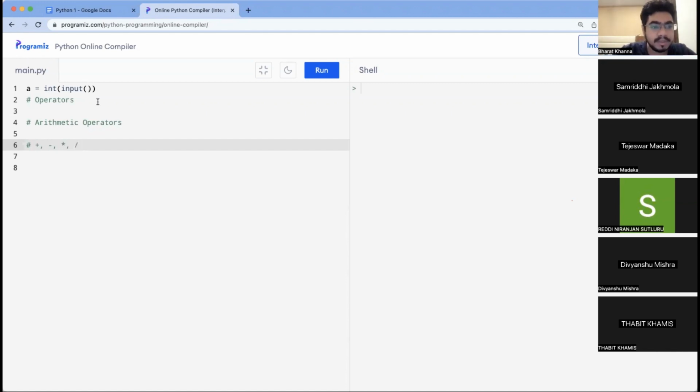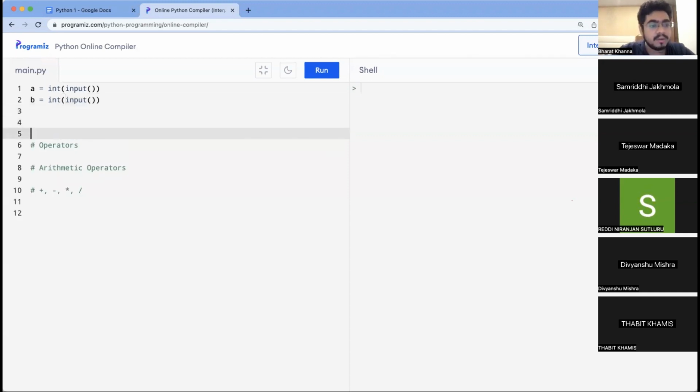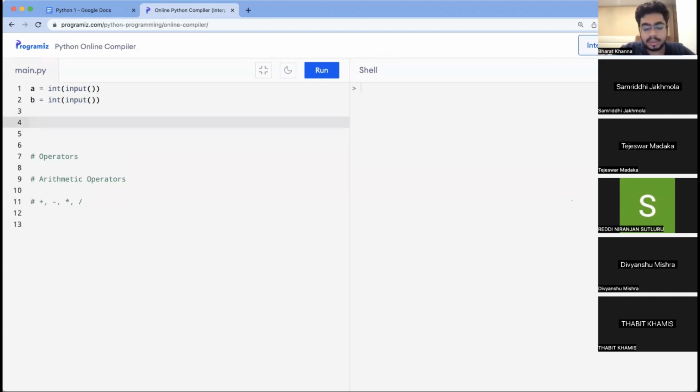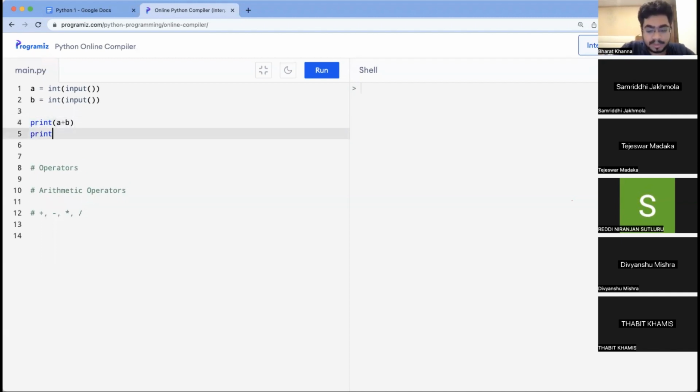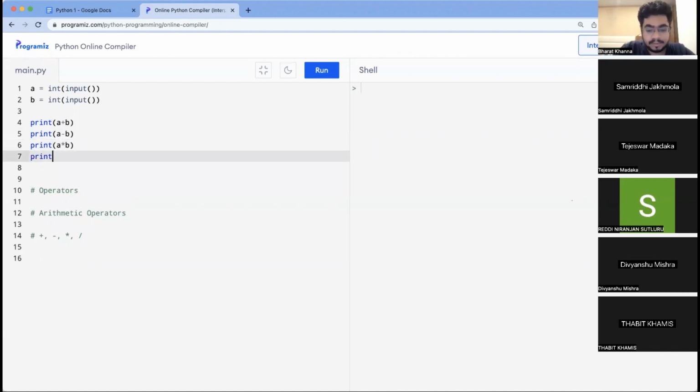So let's take two numbers and try to do all these operations one by one. I'll take the first number in A. I took the second number in B. Now I'll try to do these operators one by one and print out the output. So I'll say print A plus B, print A minus B, print A into B, and print A by B. Okay. So let me just run this. I'll give two numbers. Let's say 5 and second number is 2.